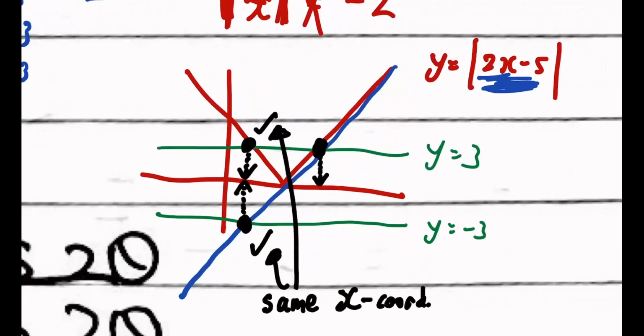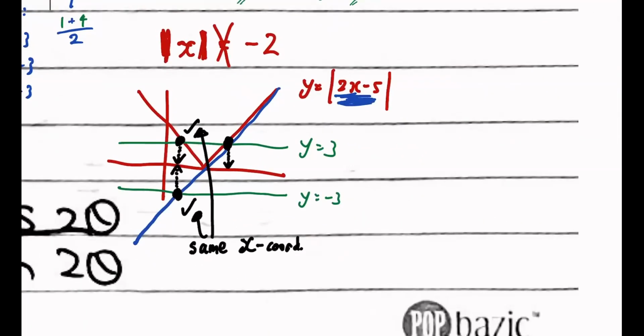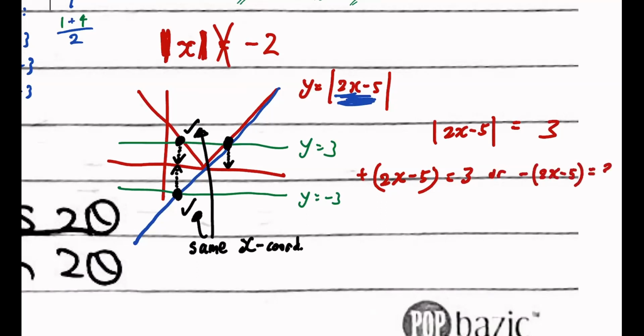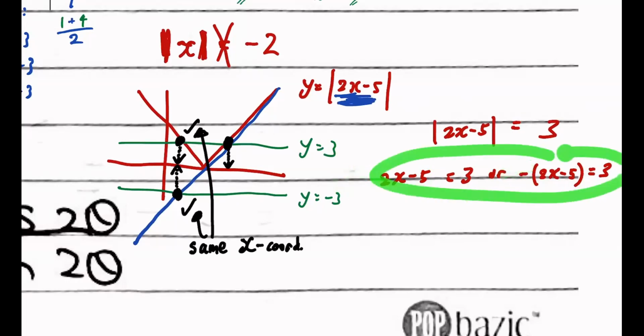Another way is you start with modulus 2x minus 5 equals 3. You can split it up as positive (2x minus 5) equals 3, or negative (2x minus 5) equals 3. Okay, negative with bracket. Of course, for the plus with bracket, you don't need to write it up, so I'll just get rid of it. I just wrote it so it looks symmetrical, one plus and one minus. This will also work. Can you see why?